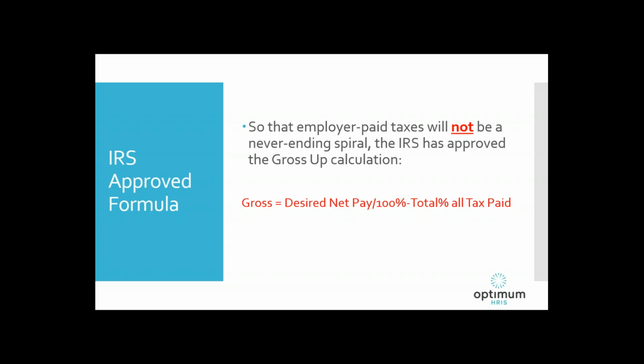And I have it here in red. And you're going to see this over and over today and variations on this formula. But the basic formula is gross equals your desired net pay divided by 100% minus the total percent of all taxes paid.